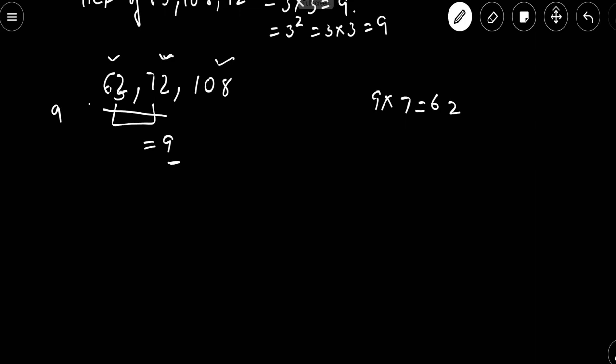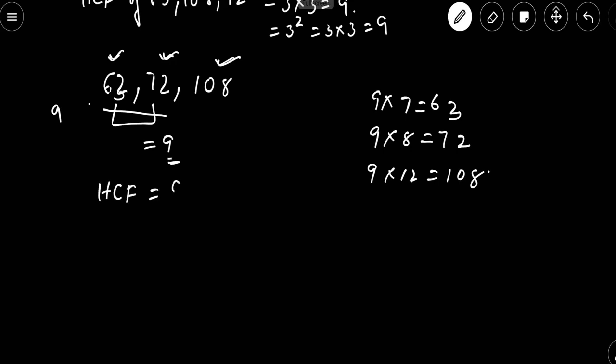72 also is divisible by 9. That is 9 eights are 72. Next, 108 is also divisible by 9. So 9 twelves are 108. Okay. That means as this number 9 is divisible into 63, 72 and 108, that's why the HCF of these three numbers is how much? It is 9.